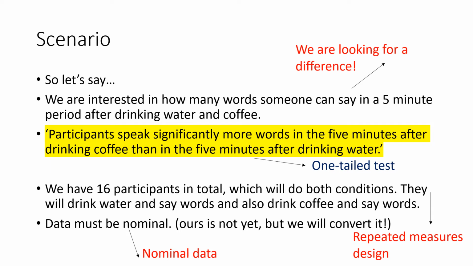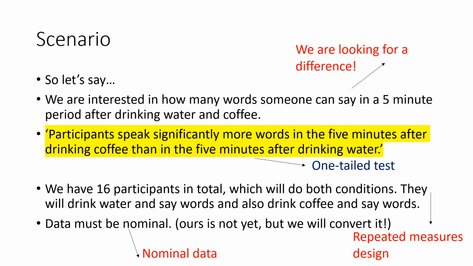If we look at our scenario in detail by putting arrows off of what each part is telling us, we can see that our first part is telling us that we are looking for a difference. So we're interested in how many words someone can say in a 5-minute period after drinking water and after drinking coffee. Our hypothesis is one-tailed, so this is directional. It can be two-tailed for the sign test, it's not a requirement, whereas looking for a difference is a requirement of the sign test. And another requirement is that a repeated measures design must be used.